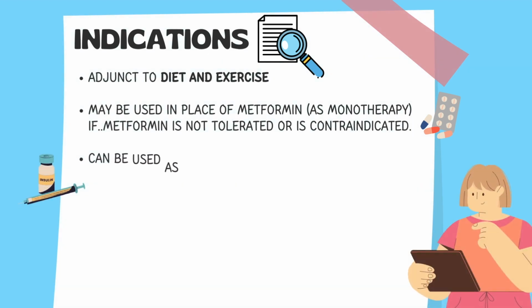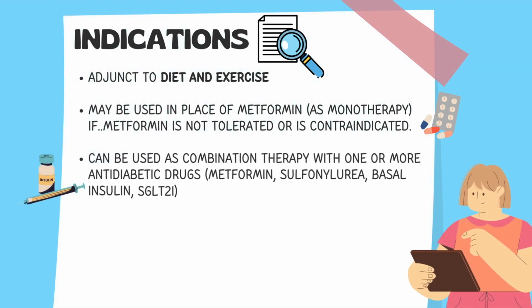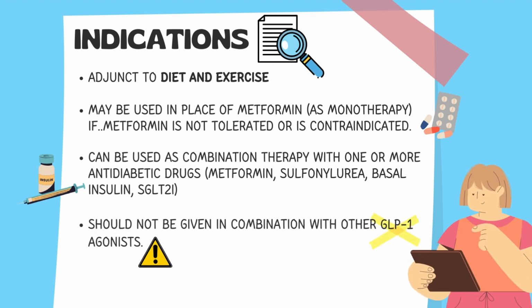It can also be used in combination with other therapies as well, such as with metformin, sulfonylureas such as glyburide, gliclazide, for example. It can be used with insulin, and also with the SGLT2 inhibitors, so canagliflozin, empagliflozin, for example. And finally, this should not be used in combination with other GLP-1 agonists.